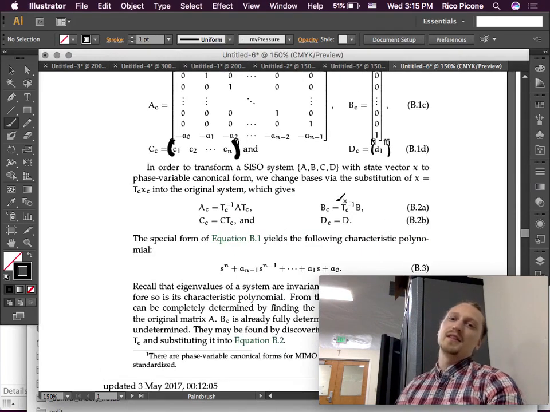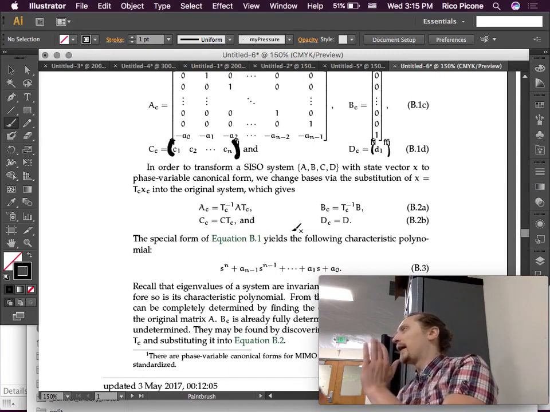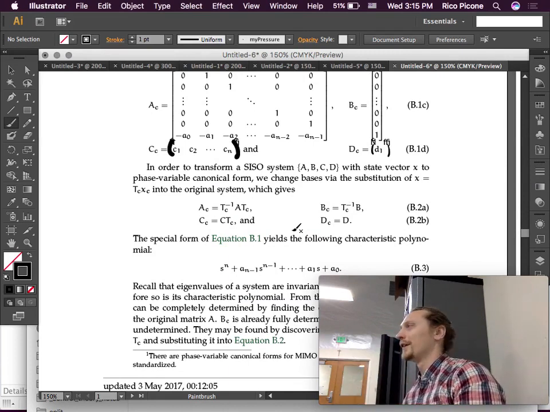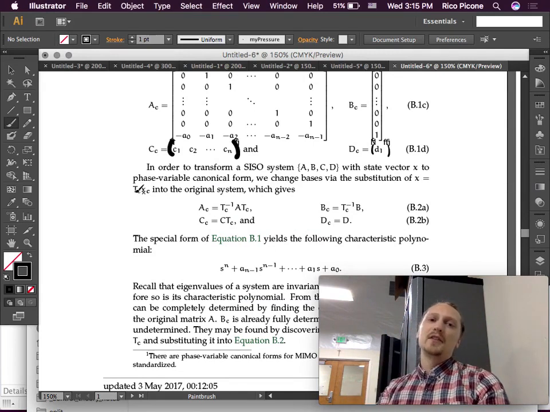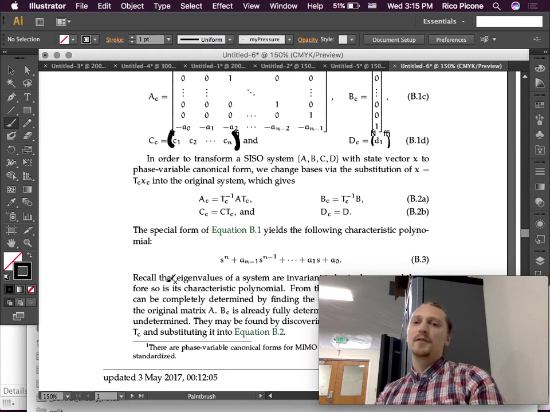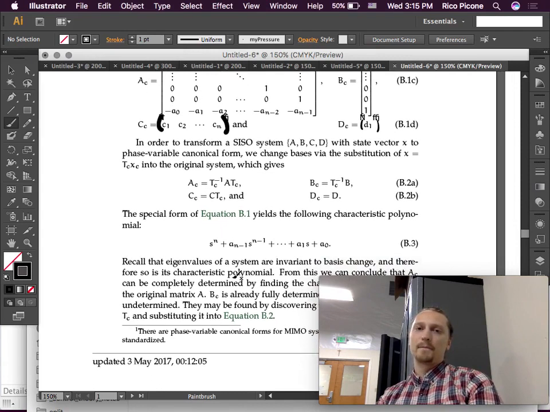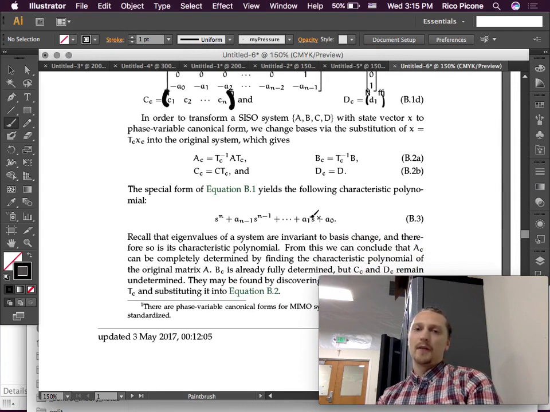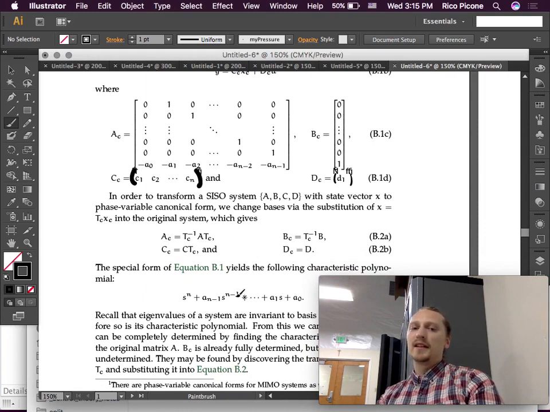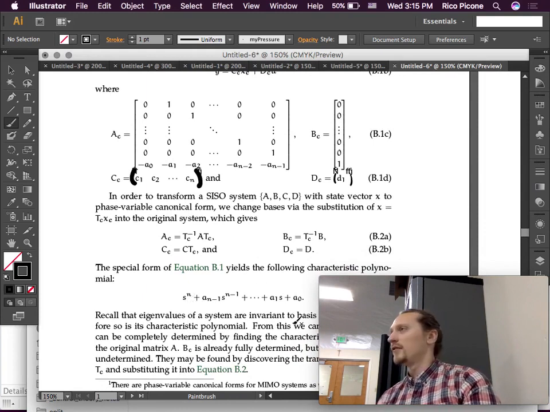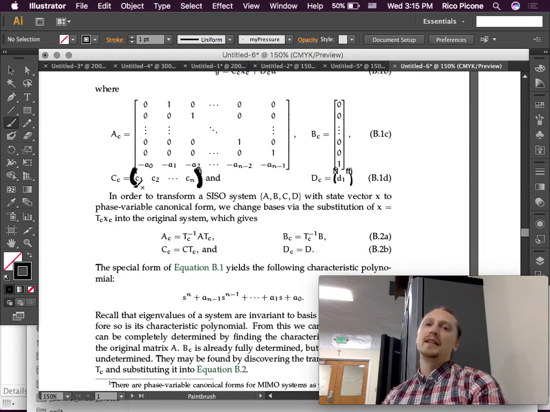So then the B matrix is similar. We've done basis transformations of state models before, so this is the same. It's just that we have a very specific transformation matrix Tc. The special form of equation B1 yields the following characteristic polynomial, which is this. The reason that we do this is that this yields this exact polynomial, which depends all on these a's.